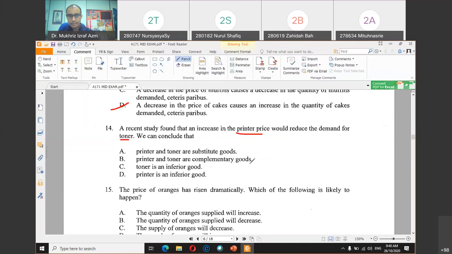Printer and toner are complementary goods, okay? Because, as I mentioned, for complementary goods the relationship should be negative. Meaning, when the price of one commodity increases, the demand for the other will decrease. So when the price of the printer goes up, the demand for toner will decline, okay?